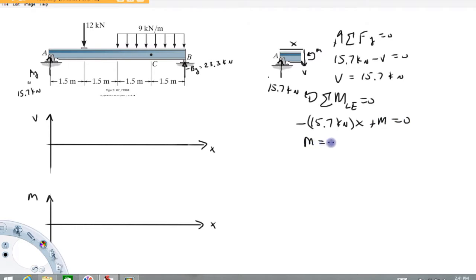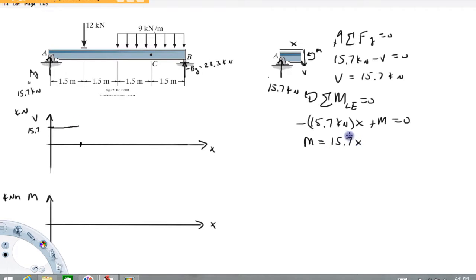So our moment is equal to 15.7x. The 15.7 would be in kilonewtons times x. That's going to give us units of kilonewton meters. All right, so we can go ahead and start sketching here. Out to 1.5, our shear is constant at 15.7. And again, I'll just put these are in kilonewtons, and over here these are going to be in kilonewton meters. Constant shear up to that point.